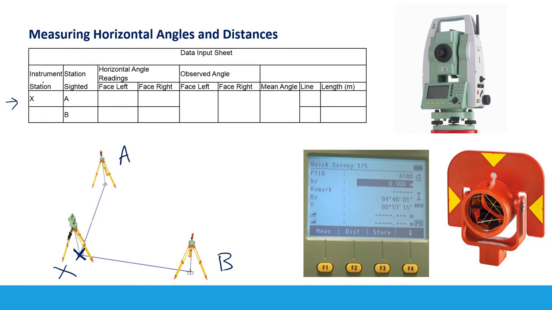So here in the first column we have the instrument station, which in this case is station X. So I will write here X. And then the station sighted, I will write station A. Sighting station A means there is a nail here, and then you are going to set up a prism on a tripod over the nail. This is a prism, guys. So you are going to set up a prism here over A and then a prism over B.